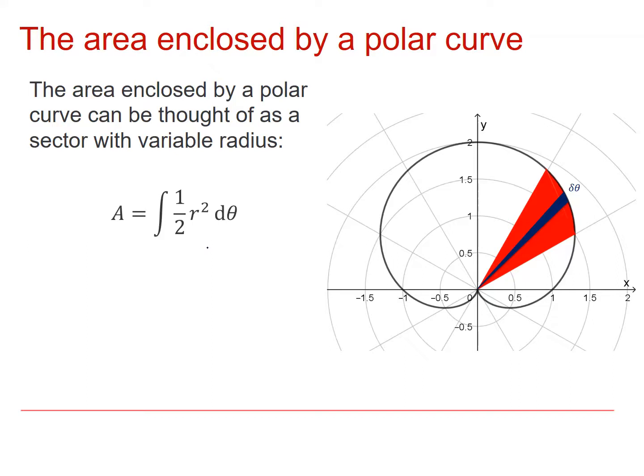So if we look at the area enclosed by a polar curve, we can think of it as the sum of lots and lots of small elements. If you look at the red area on the diagram here, I've drawn in a small blue element with an angle delta theta. This is approximately a sector of a circle, so the area for that is going to be a half r squared delta theta.